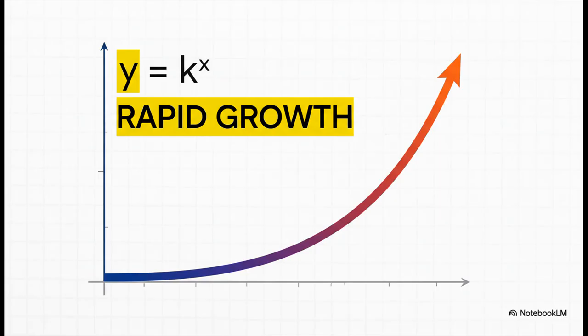And now for the exponential graph. Here, the x is actually in the power. This is the graph of really rapid growth. Think of something going viral. It starts off slow and flat, and then, whoosh, it just shoots upwards at an incredible rate.